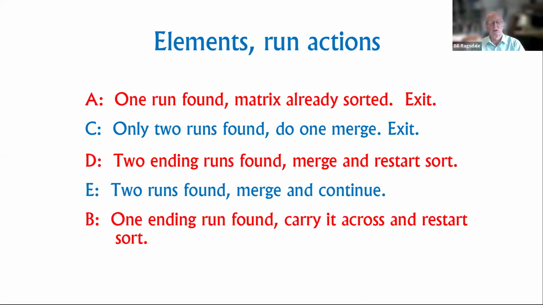Now there's one more case that's a little odd one, and that is if after going all the way to the end of the matrix, only one ending run is found. That's one run found at the end. There is no mate run to pair it with. So it is just carried across into the working output. And then the restart is again. So in this case, that one last little row is known to be sorted, but there's nothing to pair it with, so it is carried across to be handled in the future. And we'll talk about this in a moment.